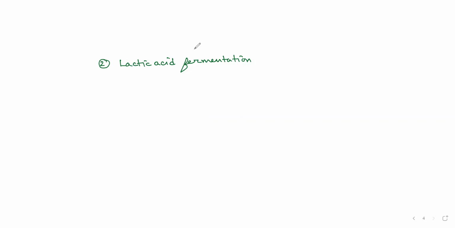Ma'am, in human beings, anaerobic respiration occurs in muscles. Very good. I was expecting this answer from grade 10 students, but I don't know why it was not there.